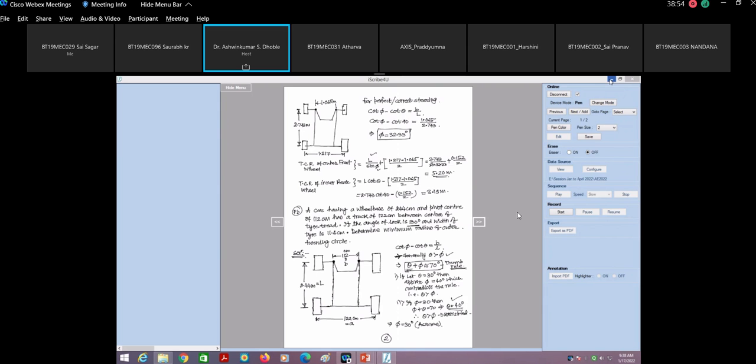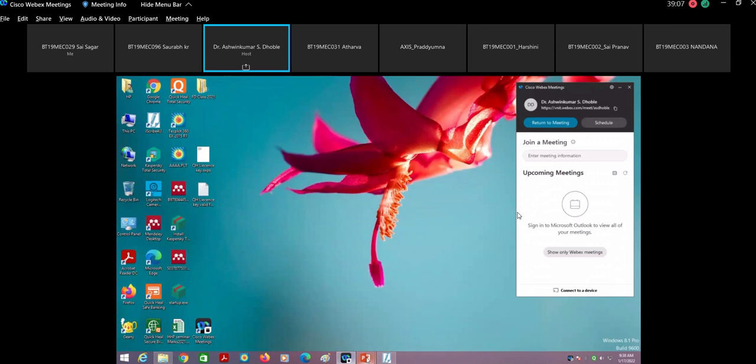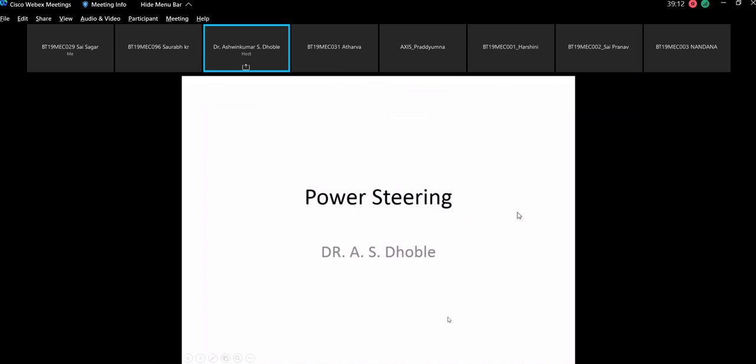Now we will discuss the power steering. So what do you mean by power steering? Please put your answer in the chat box as to what you understand by power steering. Power steering is nowadays a feature of all the cars. Do you agree? Can you name any vehicle wherein the power steering is not fitted?